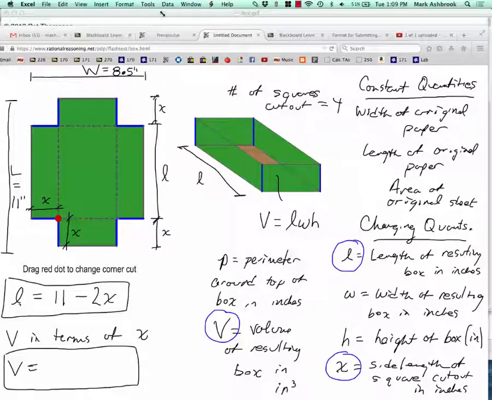So that's the height. So you want the height times w times h. Okay, good. So we got the length is 11 minus 2x. So then if we're going to do times w times h, then we need w in terms of x. Did you get that? If we do 11 minus 2x times w times h, it's still not only in terms of x. There's an x in there, but we want only x's. So now we've got to get w in terms of x.